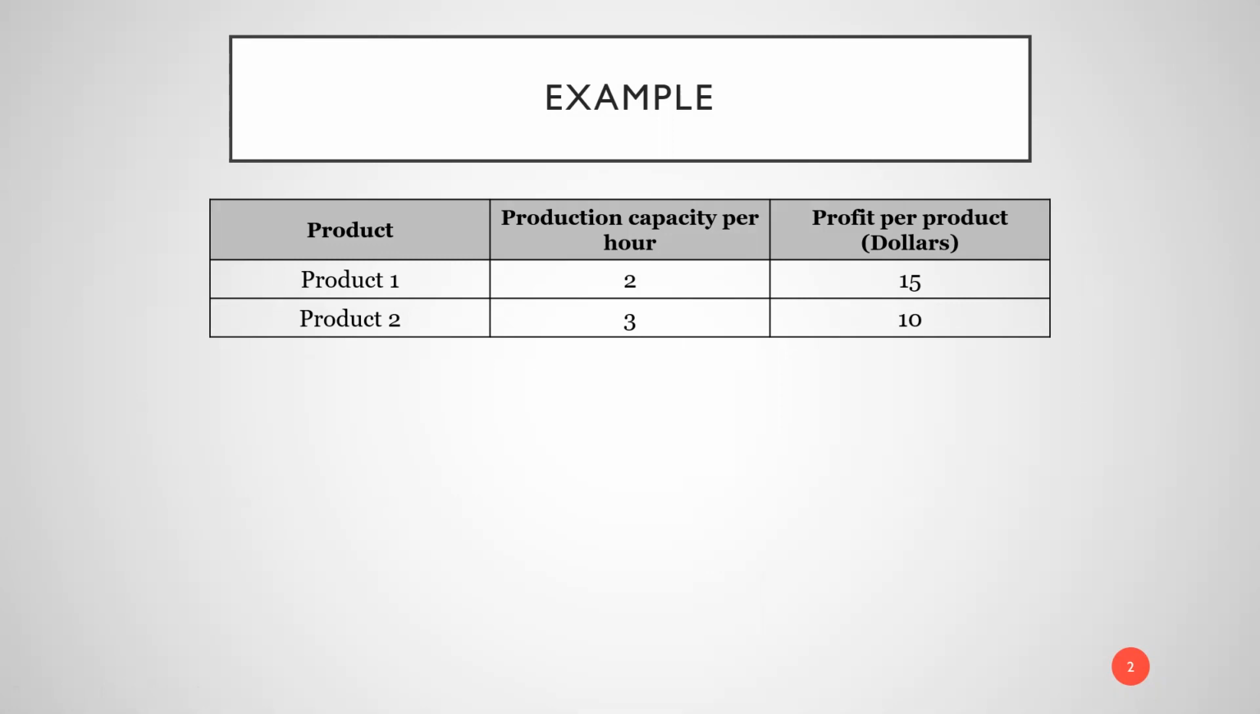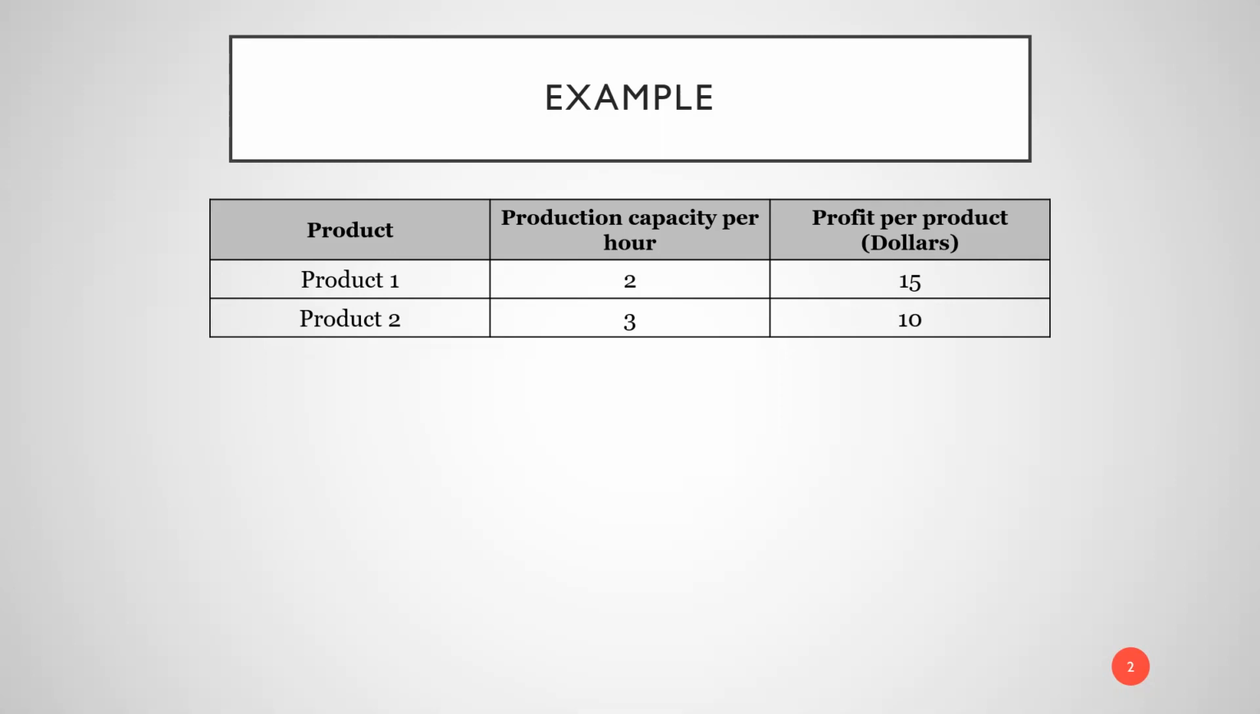Imagine a factory mainly producing two products. A worker in this factory can make 2 of product number 1 and 3 of product number 2 per hour. And also there is a limitation for the packing machine. The packing machine can only pack 4 of these products per hour. And the profit of the first item is $15, and the profit of the second item is $10. I mean that by selling each item of product number 1, we can get $15, and by selling each item of product number 2, we can get $10.